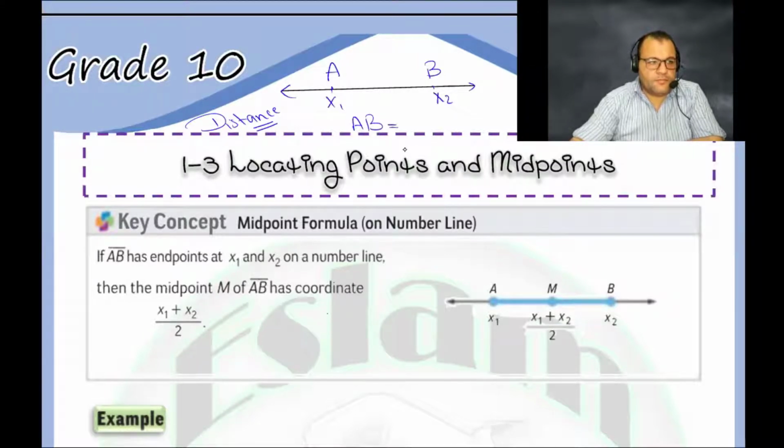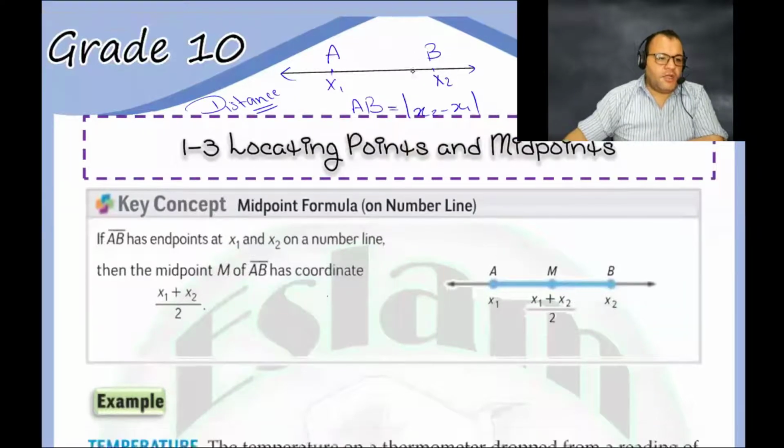Absolute value of x2 minus x1. So to find the distance between them, you need to find the absolute value of x2 minus x1. And now that will be the same.